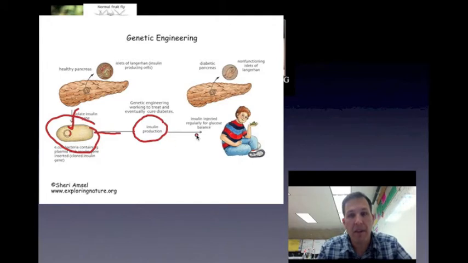So if a person can't make the insulin the way they want to, the bacteria can do it for them, and then they can bottle and package it, and the person can use that in their own body. So we're actually using bacteria as a little factory by giving them one little piece of DNA, one little gene that we have, and they use that gene to make insulin. So that's pretty cool.